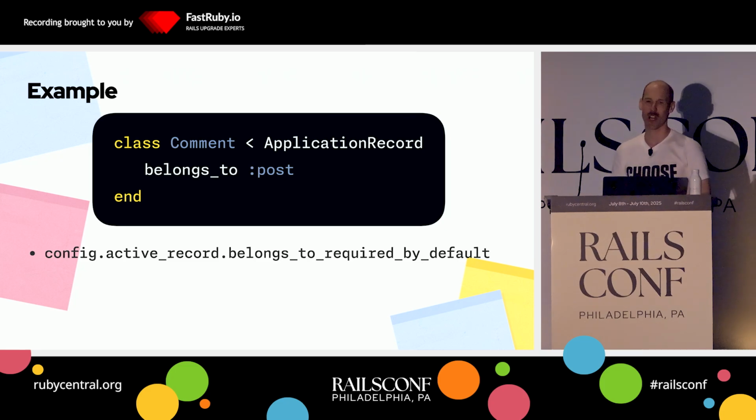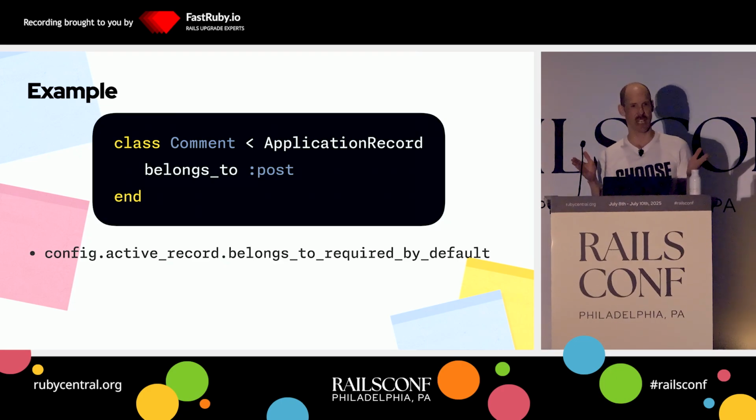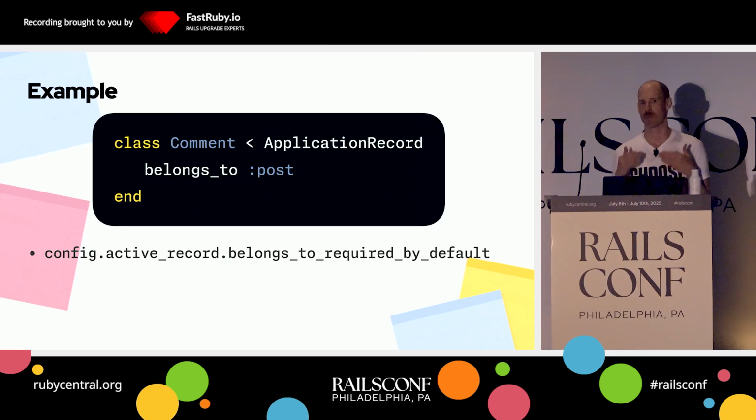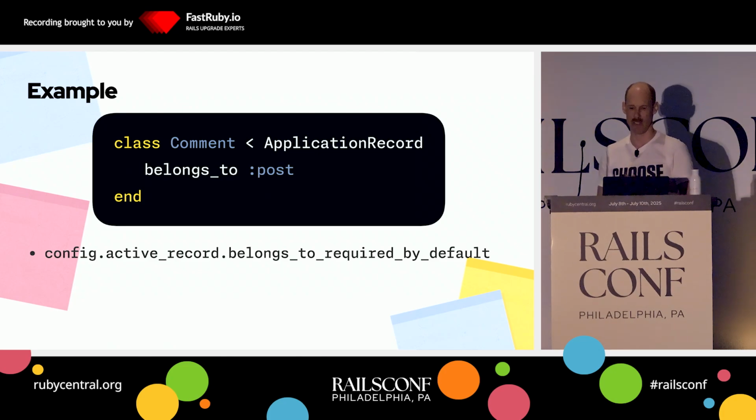config.active_record.belongs_to_required_by_default. And you'll see this with a lot of configuration settings and defaults. Config dot, and then the portion of Rails, the library that it's in, Active Record, Action Helper, stuff like that, and then the name of the default.